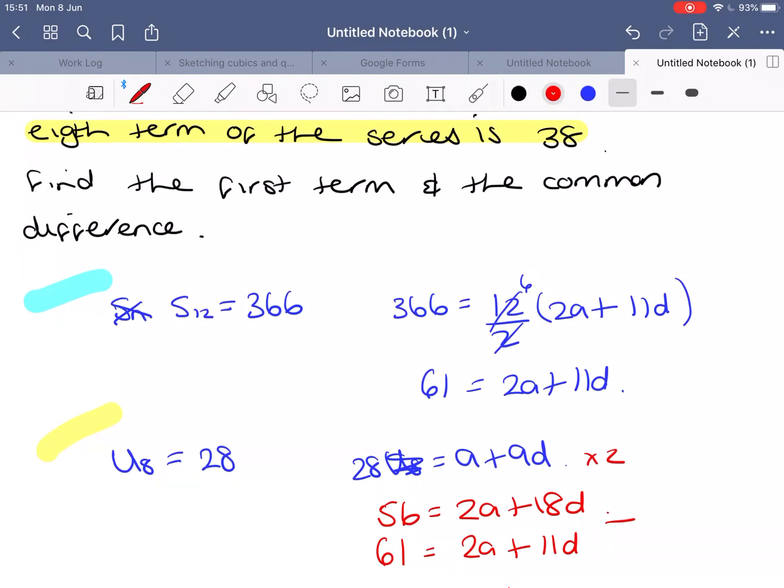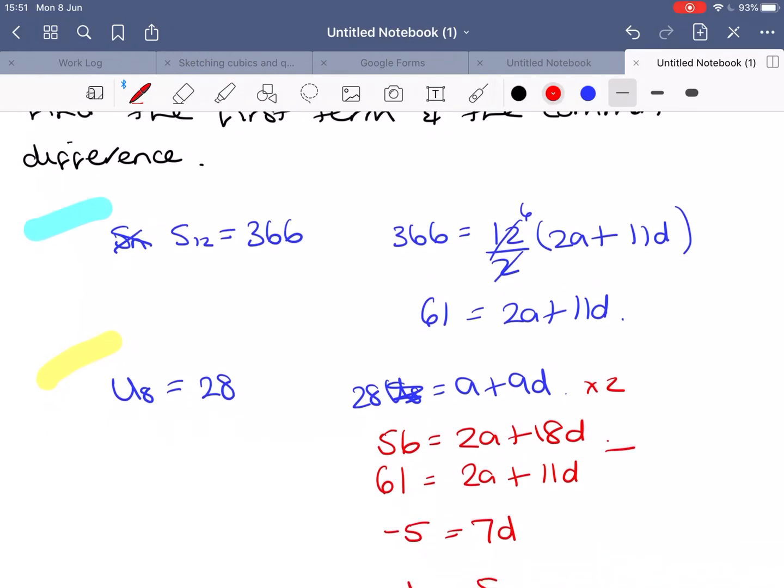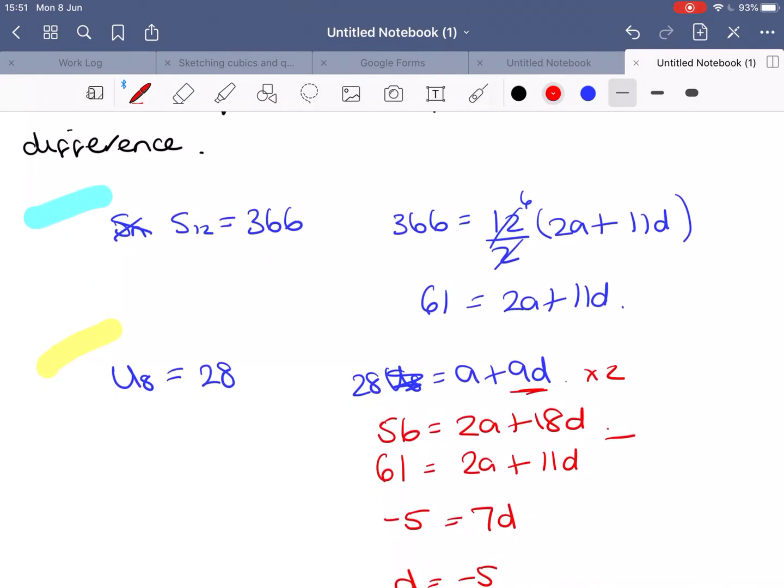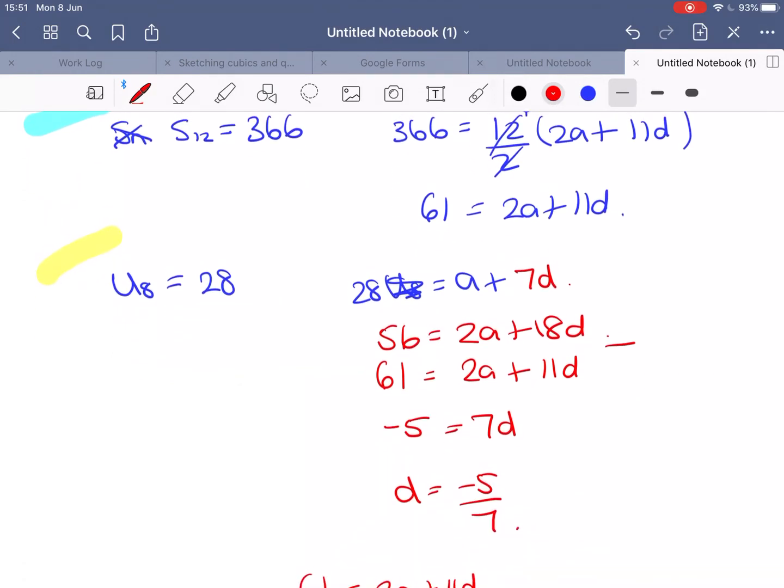So, oh yes I have. Right, I'm going to rewind. Where did I make my mistake? Right here. So U8 is not A plus 9 lots of D. It is A plus 7 lots of D. Okay, so when I rearrange that, when I double that, I should have got 56 equals 2a plus 14d. So I should have then had minus 5 equals 3d, and so minus 5 over 3 and so on. I'm not going to correct it all, you've got the idea of what to do.